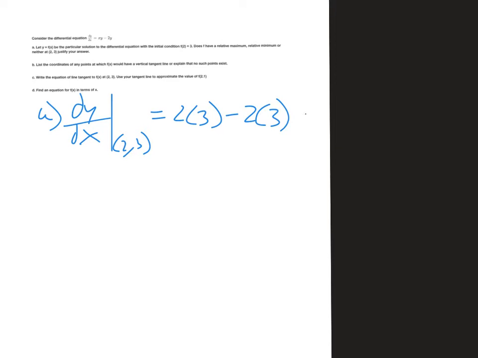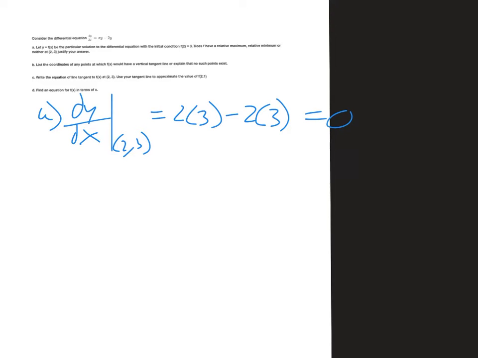So we need to know if we have a relative maximum, relative minimum, or neither at the point (2, 3). The first thing that has to be true to have a relative maximum or minimum is that the derivative has to be either 0 or undefined at that point. So that's the first thing we need to check here in part A. What is dy/dx given the point (2, 3)? Well, that's going to be 2 times 3 minus 2 times 3, which is 0. So that doesn't actually answer the question by itself.